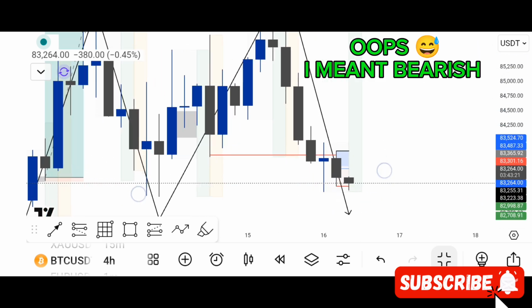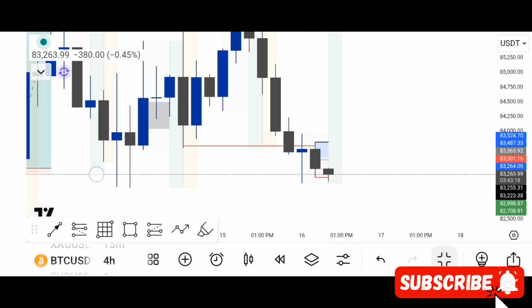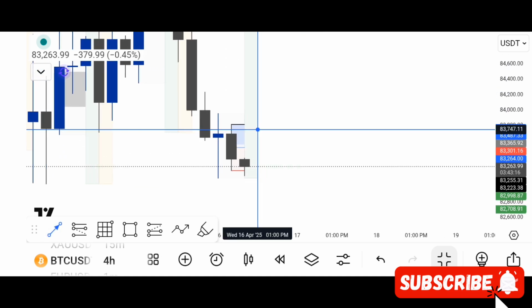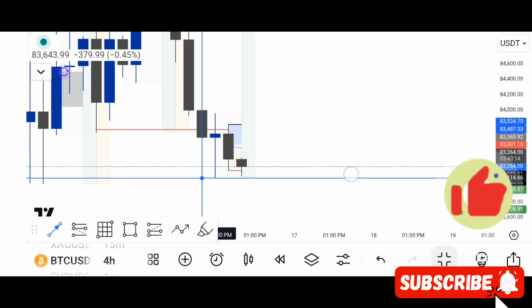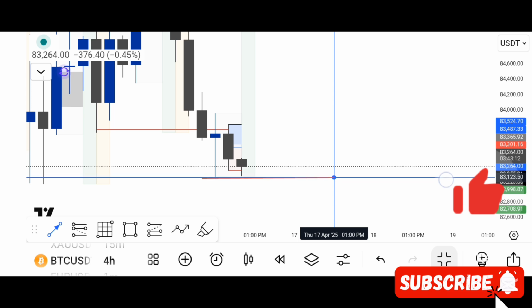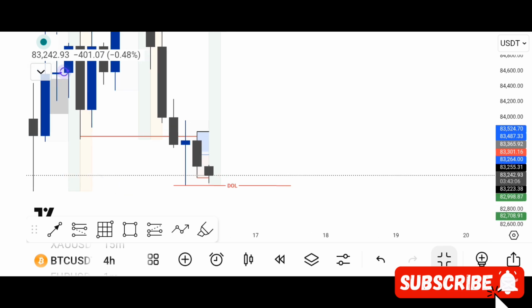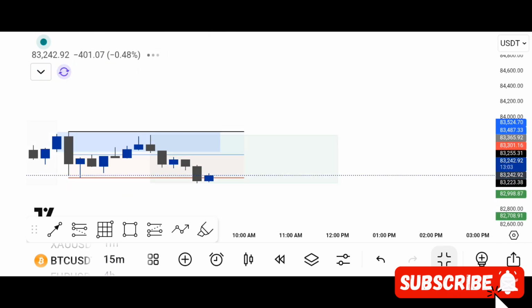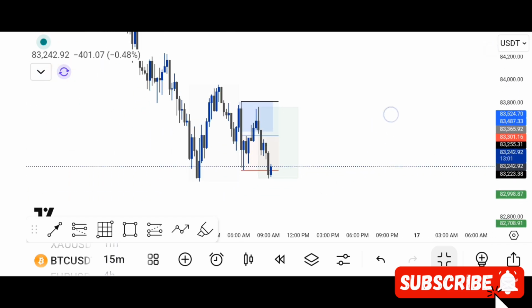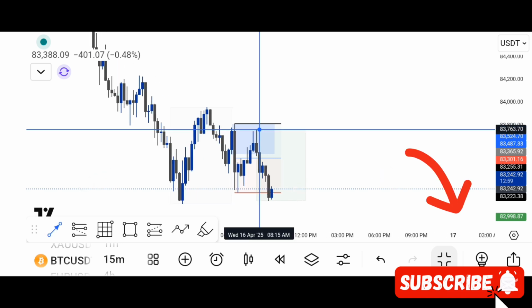So as we have seen that, what we'll do now as sellers is to target this draw on liquidity from the 4-hour time frame. It's called draw on liquidity. So we need to target there. So now drop it to the 15-minute time frame. What we can see is that we had a trend change up here.